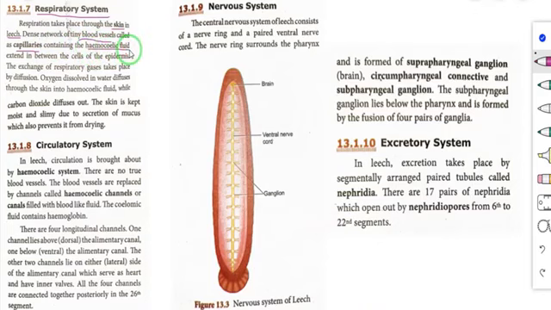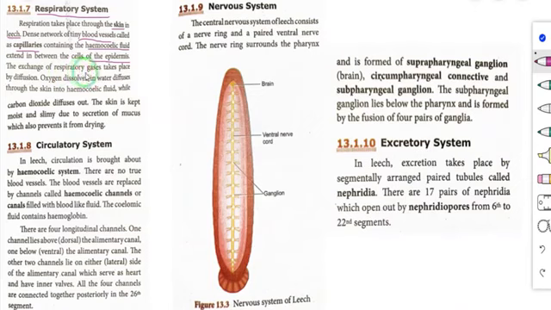The dense network of blood vessels are present, and those blood vessels are known as capillaries. These capillaries contain hemolytic fluid. Capillaries contain which fluid? Hemolytic fluid. That fluid extends in between the cells of the epidermis, the skin region.